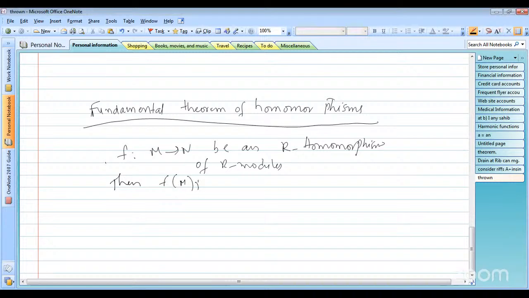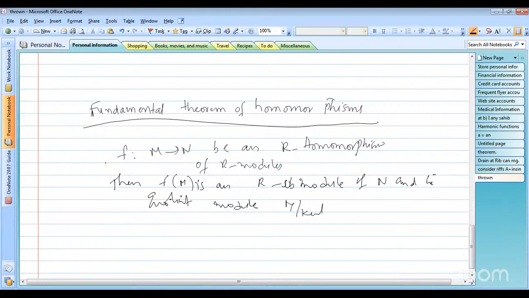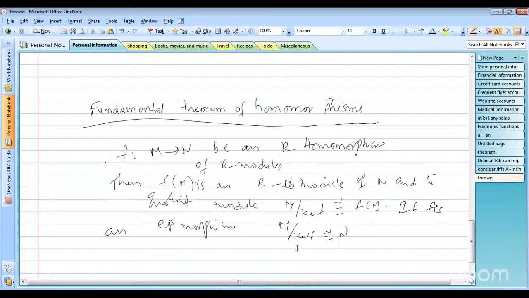Then f of M is an R submodule of N, and the quotient module M by kernel f is isomorphic to f of M. If f is an epimorphism, then M by kernel f is isomorphic to N.